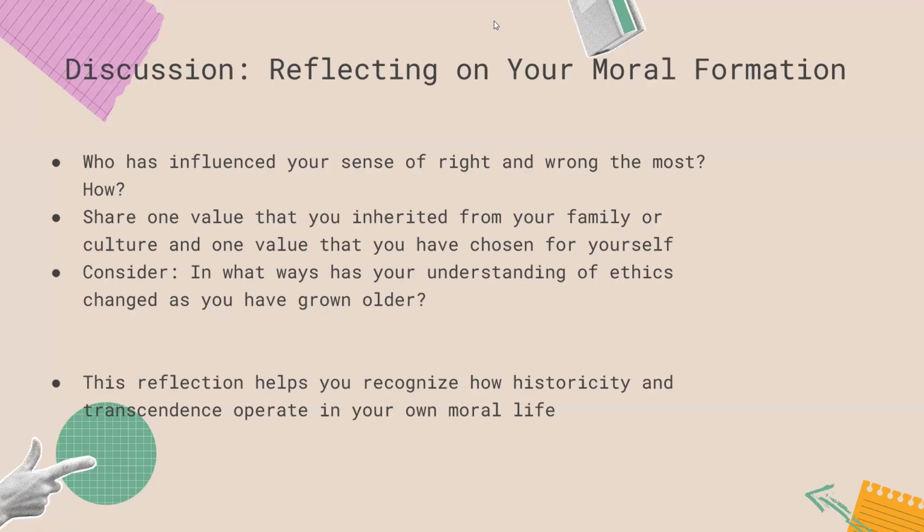The first one is the people who have influenced my sense of right and wrong the most are my parents and teachers. They taught me the importance of honesty, respect, and responsibility through their actions and advice. Okay, that's really good.